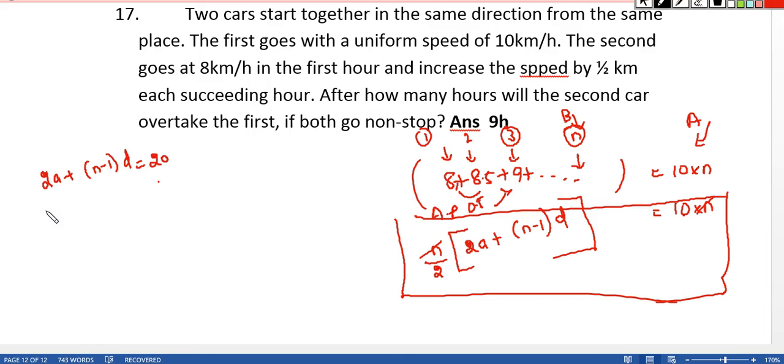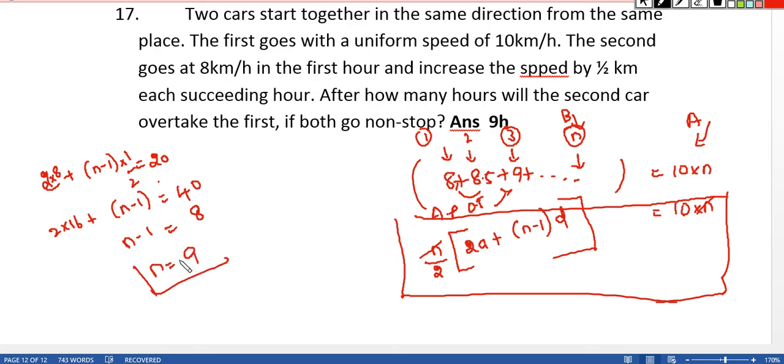So a is 8, 2 into a is 16, and d is 1 by 2. I'm going to further multiply it by 2, which is going to give me 2 into 16 plus n minus 1, which is equal to 40. So this is 32, n minus 1 is equal to 8 and n equals 9. So it is going to take him 9 hours.